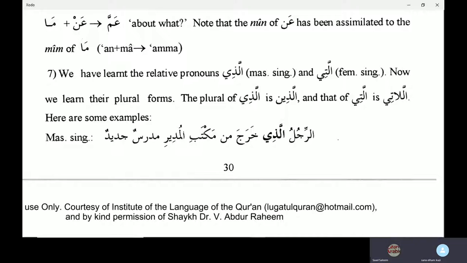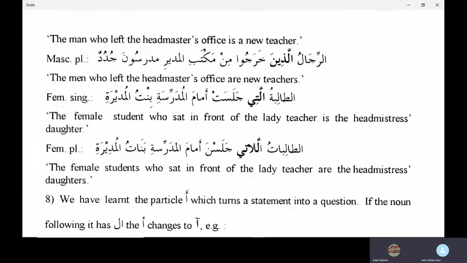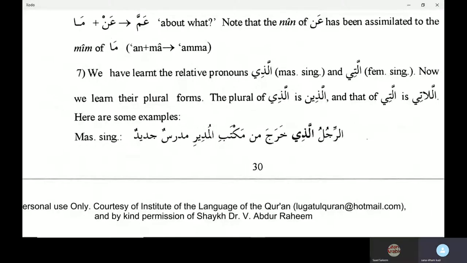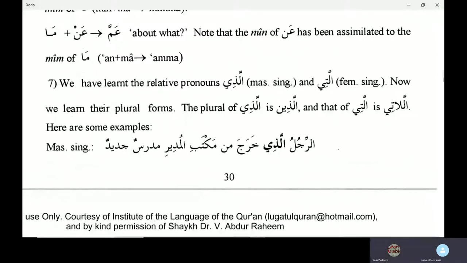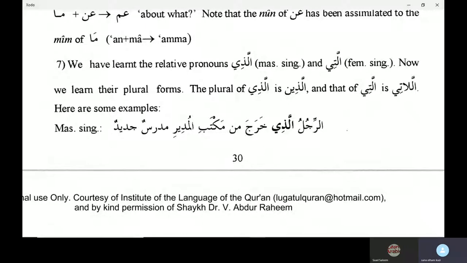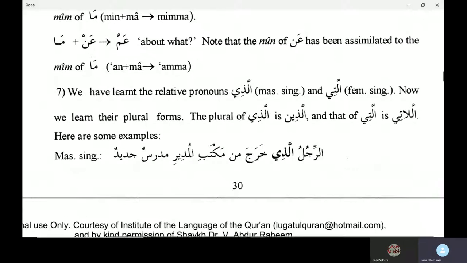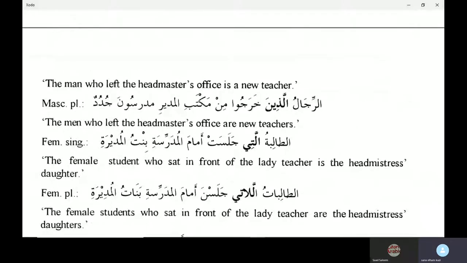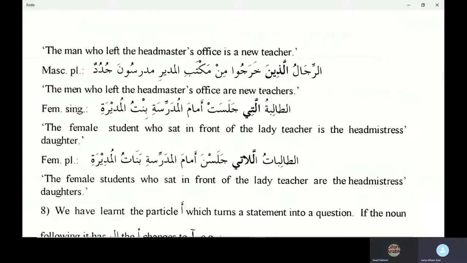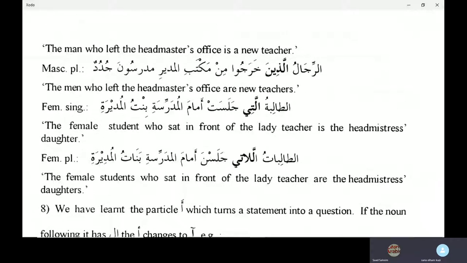Is it min or min kharaja min maktab? Ar-rajulul-lazi kharaja min. So you make it min maktabi. Yes, you combine both, min maktabi. Masculine plural: ar-rijalul-lazina kharaju min maktabil mudiri mudarrisuna judud. The men who left the headmaster's office are new teachers.